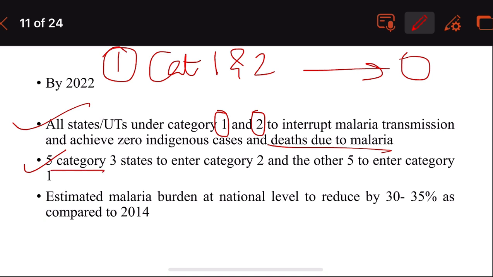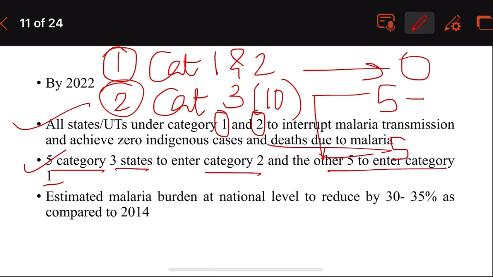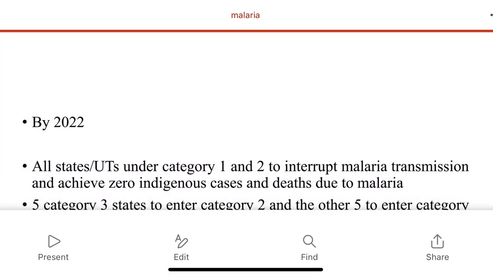Next, 5 category 3 states to enter category 2 and the other 5 to enter category 1. Previously we saw that category 3 has a total of 10 states. Out of the 10 states, the division is 5 and 5: the first 5 have to enter category 2 and the other 5 have to enter category 1. Next, the estimated malaria burden should reduce by 30 to 35%. Clear? Estimated malaria burden to reduce by 30 to 35%.